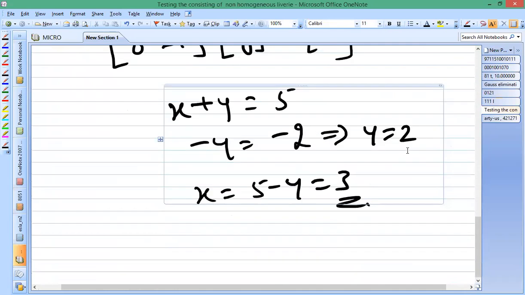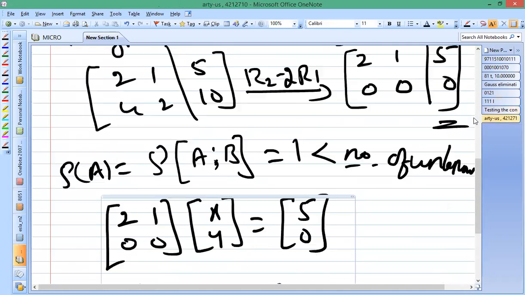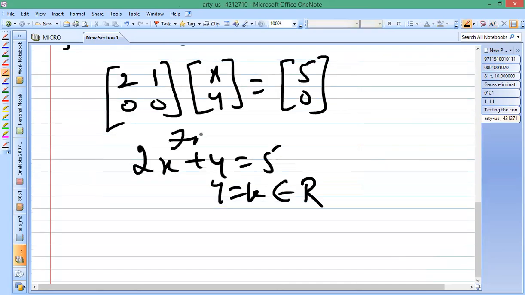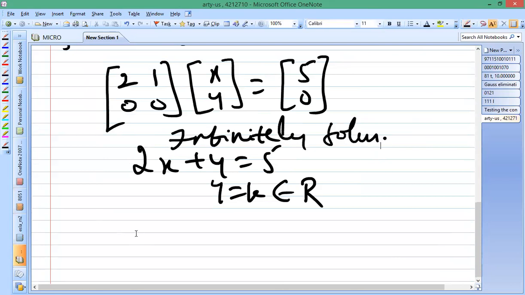In the previous problem, the rank that we obtained was equal to the number of unknowns, so the system is consistent and the solution is unique. But here the rank obtained is less than the number of unknowns. So we can make the statement that the system is consistent, but it has an infinite number of solutions. For that, you can write this augmented matrix and show the answer. Shall we move on to the next problem?